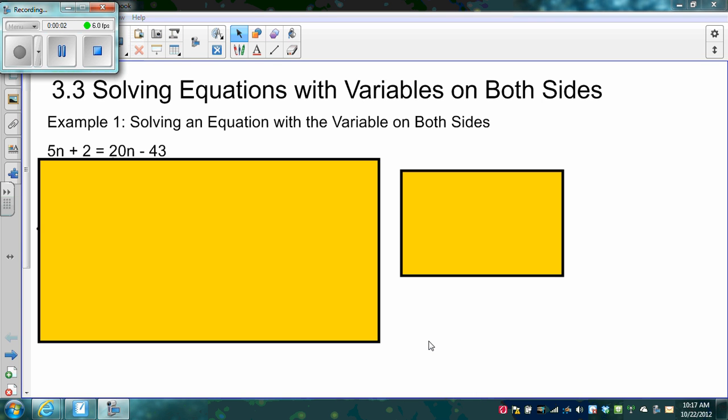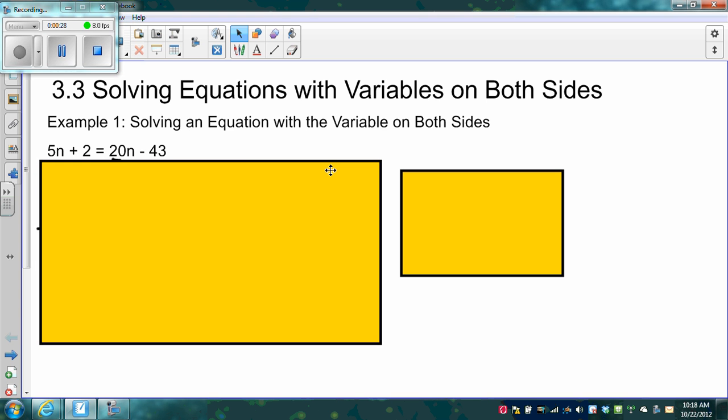This lesson is on 3.3, which is solving equations that have variables on both sides. So you've learned how to combine like terms and move things by canceling them out on one side and doing the same on the other. Now we're going to figure out what to do in a situation where we may have a variable on both sides and even possibly numbers on both sides.